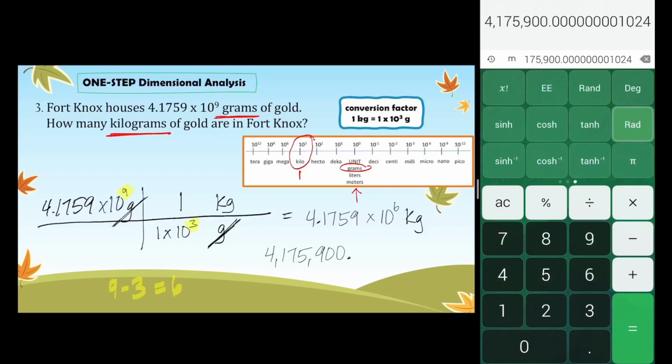To write this in scientific notation, you need to move this decimal point over 1, 2, 3, 4, 5, 6 places to the left. Since we're moving left, remember we need to add to our exponent. So that's why we have 6 in our exponent.